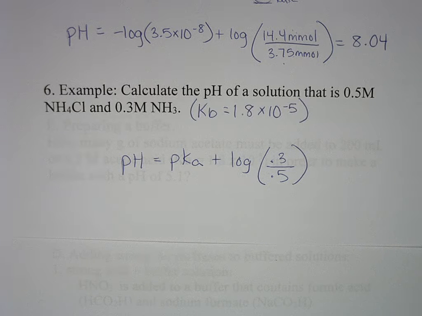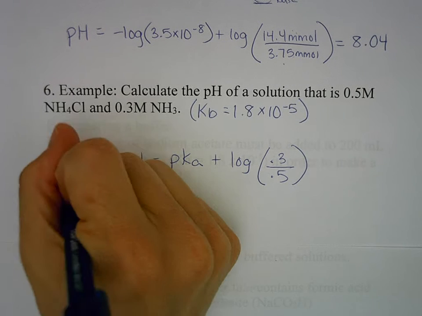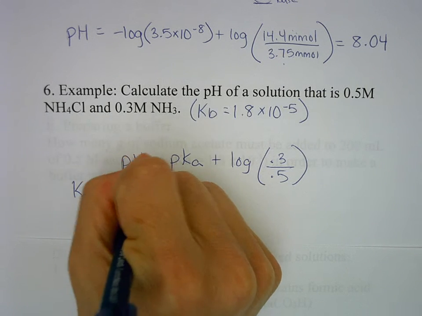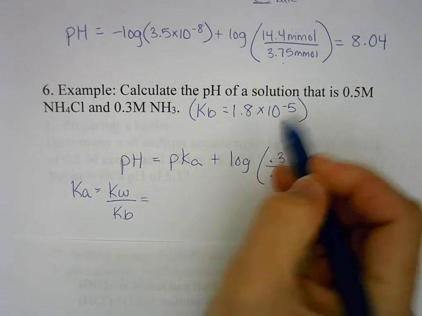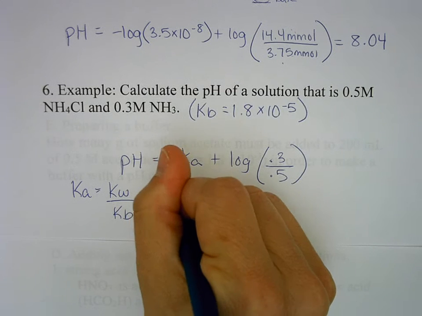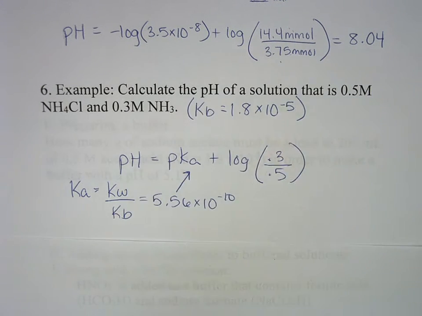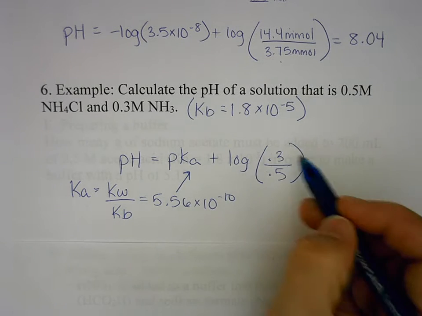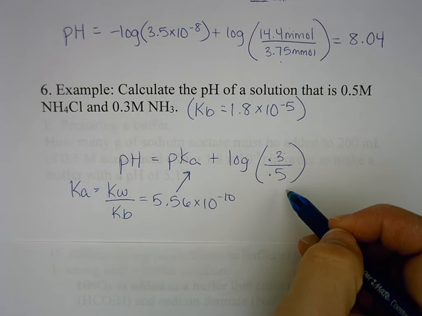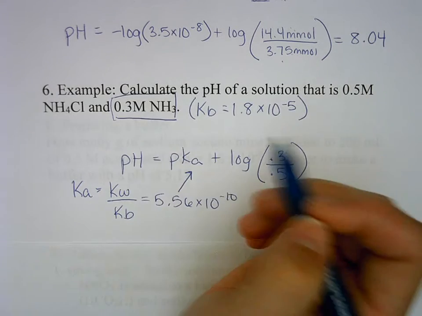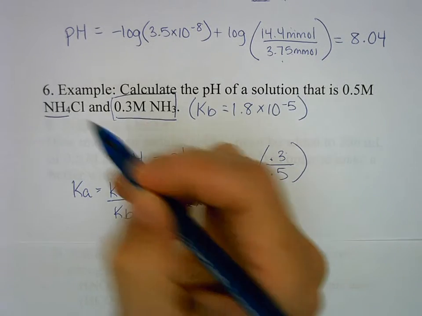You have to do what we've done before, which is to solve for the Ka value. If we do this, that would be a Ka value of 5.56 times 10 to the negative 10. That gets plugged in there, and everything else is the same. It's still the base over the acid. The only difference is that now the base is the main thing and the acid is the salt.